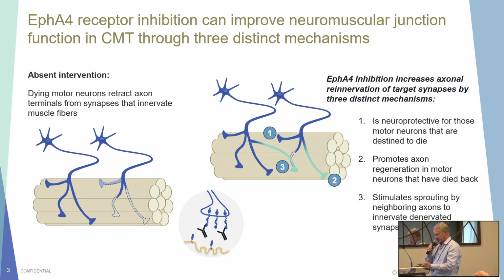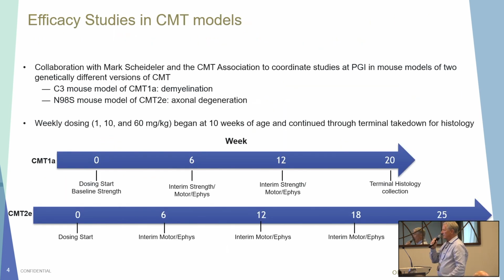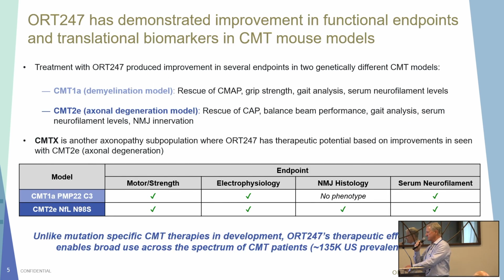And that's number 3. So we ran, with the help of Mark Scheidler and the CMTA, 2 in vivo studies at Psychogenics. One was in the C3 mouse demyelinating model, CMT1A, and the other was the NFL mutation model of CMT2E, which is an axonal degeneration model. And just the scheme, whoops, sorry, go back.